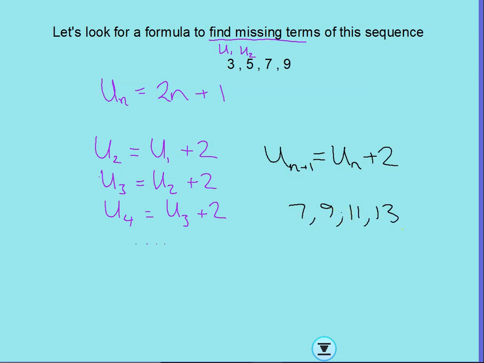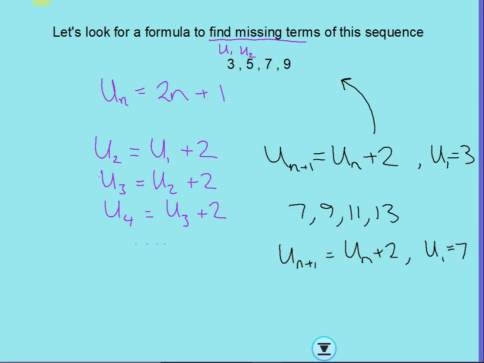So we had to make another adjustment to this. What we always have to do is put a little comma, and we have to say what the first term is. So that's for that one, but for this one it would be the same, but U1 would equal 7.